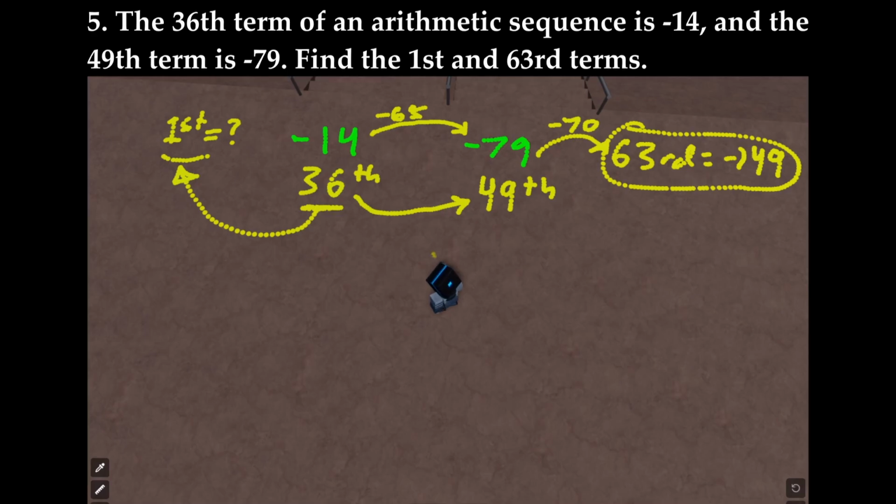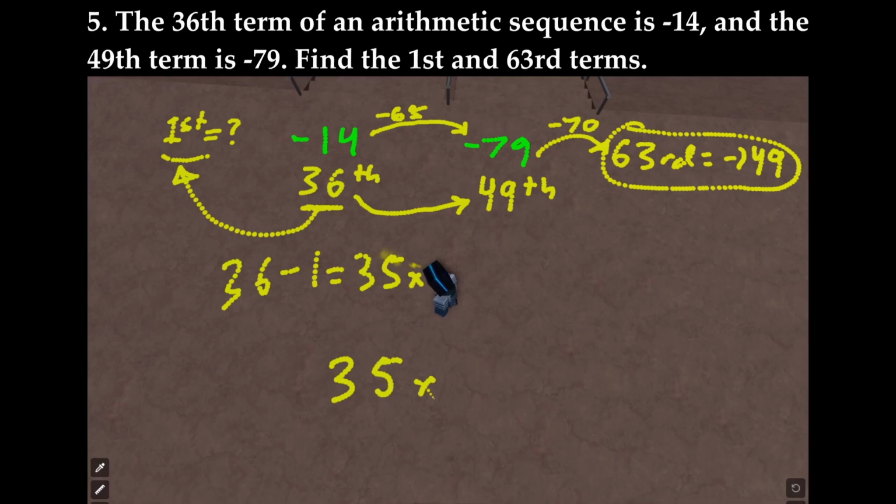Well, 36 to the first term, just do 36 minus 1, and that's 35. So that's 35 times that we subtract the common difference. And I say subtract now because we're going in reverse. So now we just need to do 35 times the common difference. The common difference was minus 5, but because we're going backwards from the 36th term to the first term, we have to make the common difference a plus 5 now. So 35 times 5 is simply equal to 175.